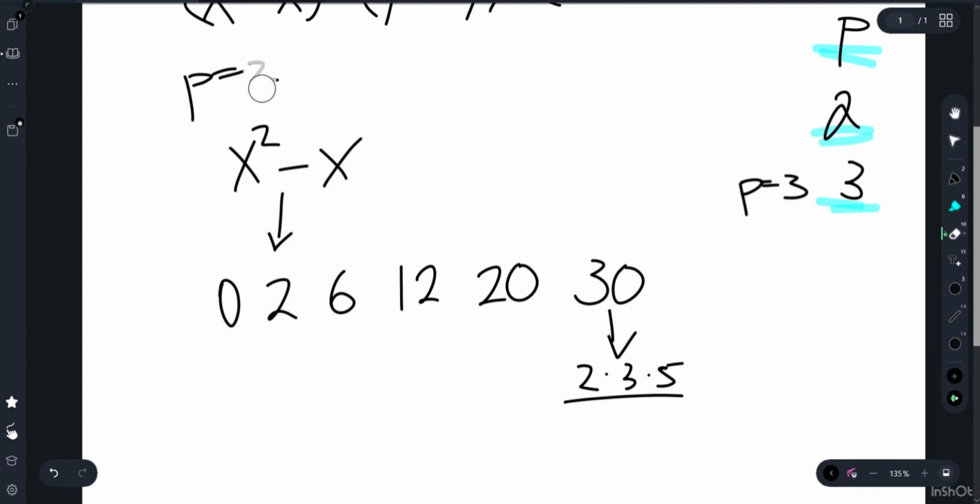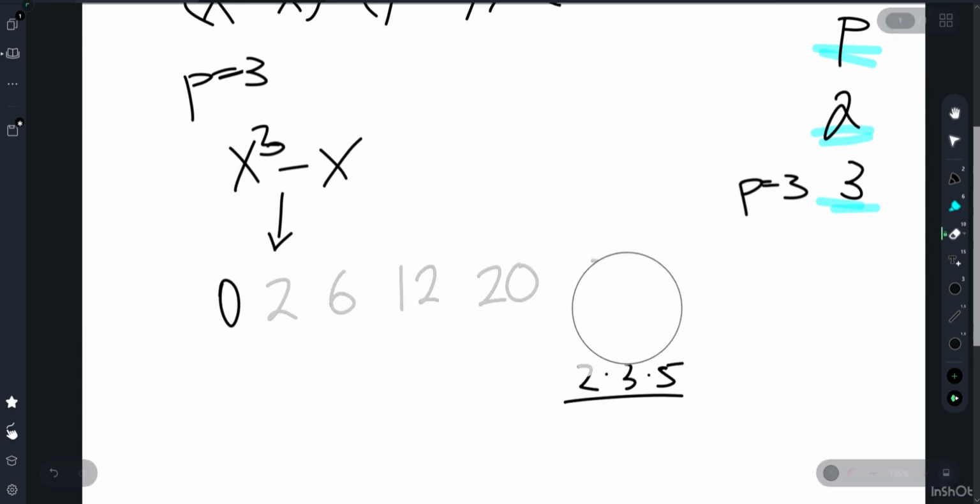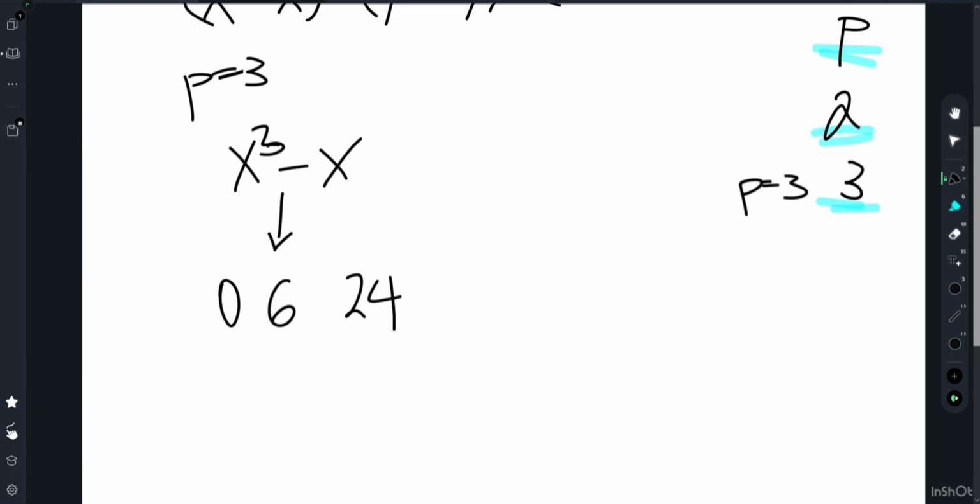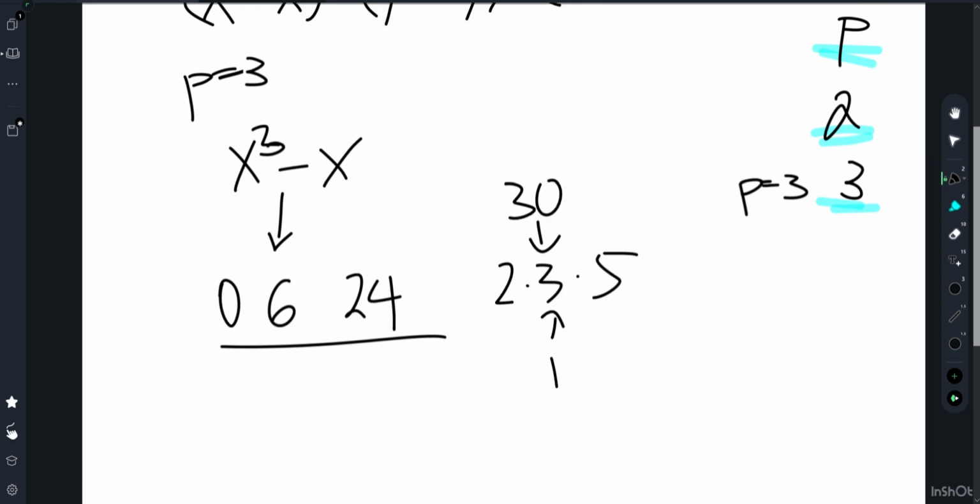So if p equals 3, then we have numbers in the form x cubed minus x. And so then the numbers are in the form 0, 8 minus 2 is 6, 27 minus 3 is 24. And what you have, these also add up to 30, which is 2 times 3 times 5. And we can still use it because then p can be this value right here. P can be 3.